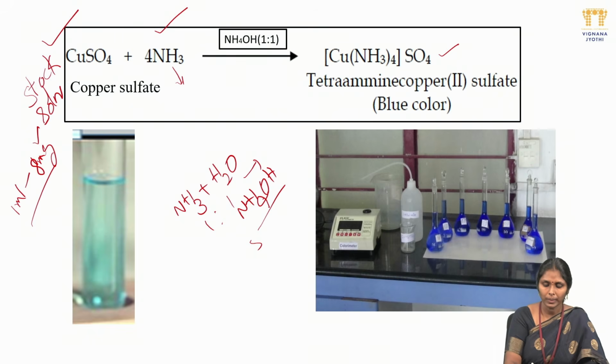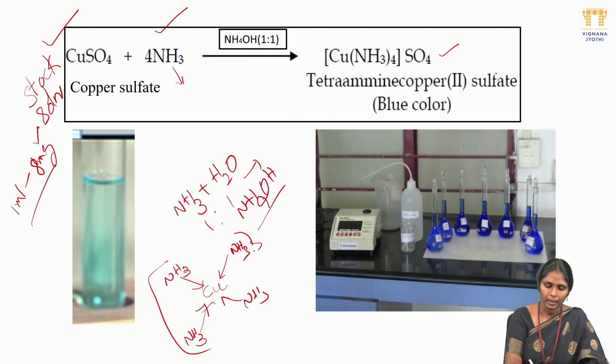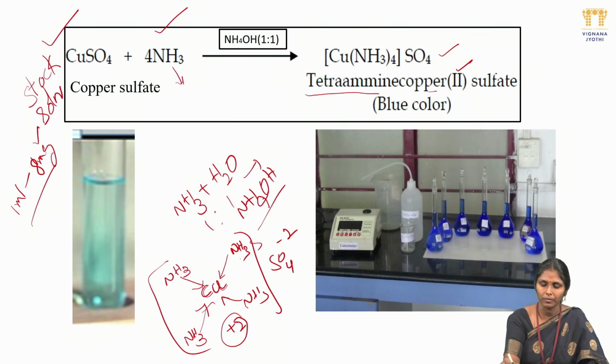So how is this complex written? Here copper is the central metal, and it accepts the ligands donated to this central metal. These ligands are neutral, NH3, and it forms an outer sphere, that is SO4 minus 2. The oxidation state of copper is +2. We mention how many ligands are attached to the central metal: 4. So it is called tetraammine copper(II) sulfate. This complex is formed in blue color. Initially it is a pale color, and finally after formation of the complex, it becomes a dark blue color.